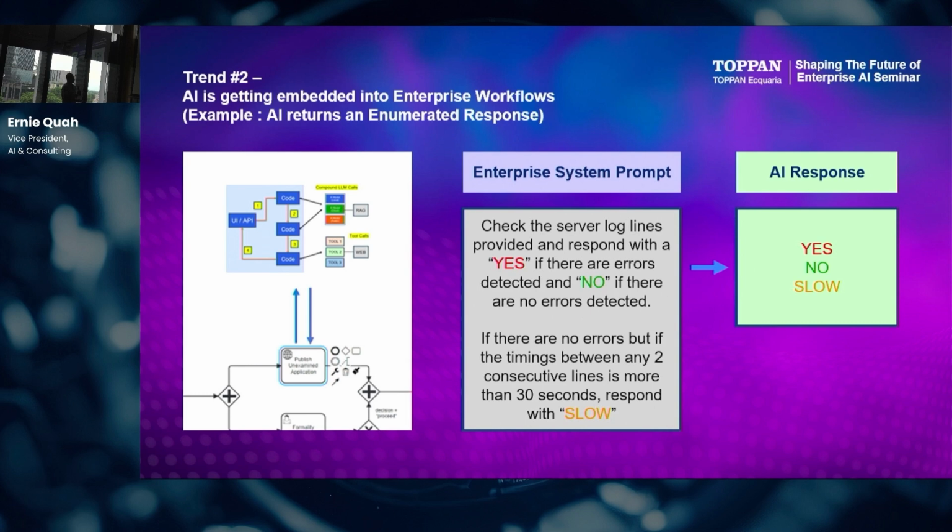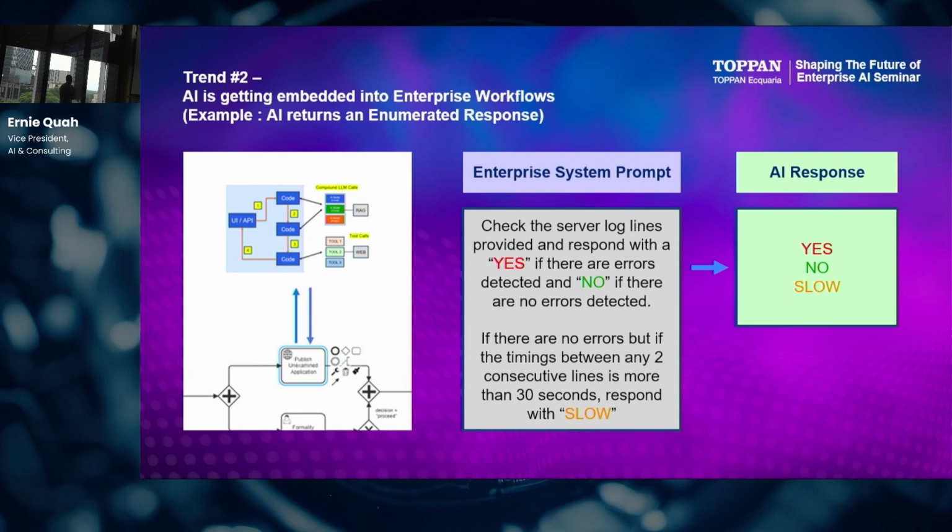Then he added, if there are no errors, but if the timing between any two consecutive lines is more than 30 seconds, respond with slow. So if you submit the logs with this prompt, the answer that comes out will only be three: yes, no, and slow. If you want to be more sure, you put another prompt: answer me with only yes, no, or slow, without any additional text. Okay, so this is one way to interface with the AI system.